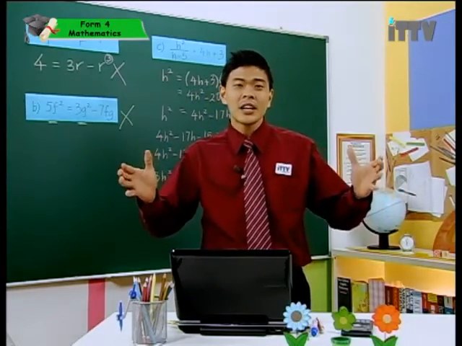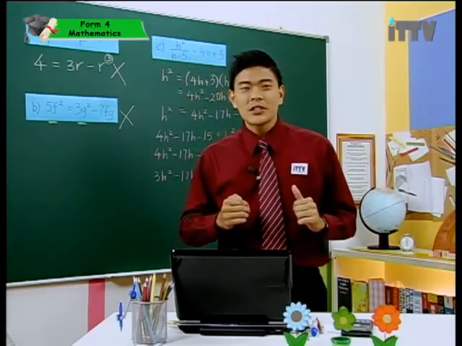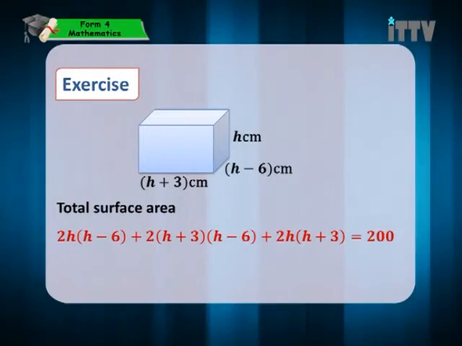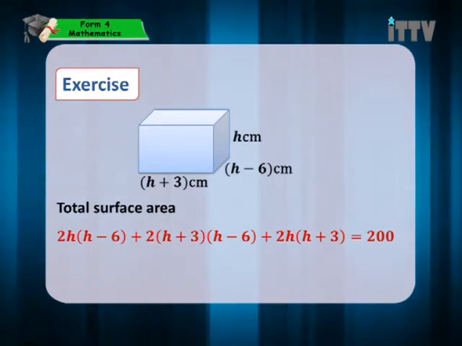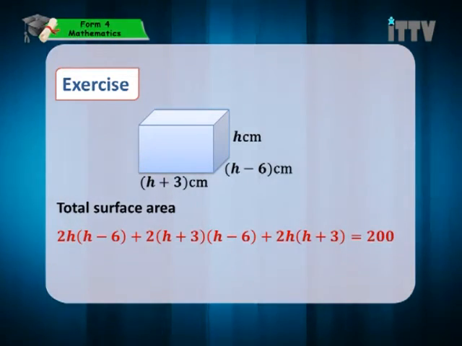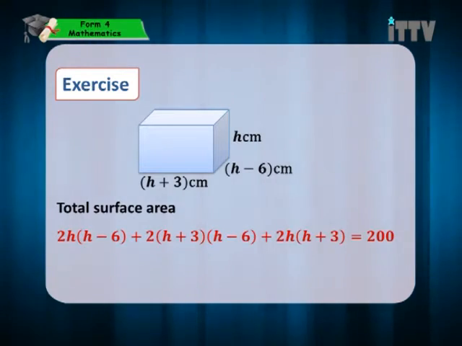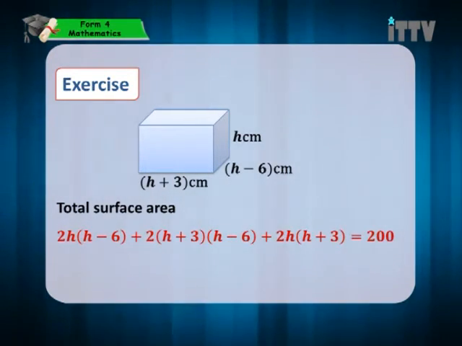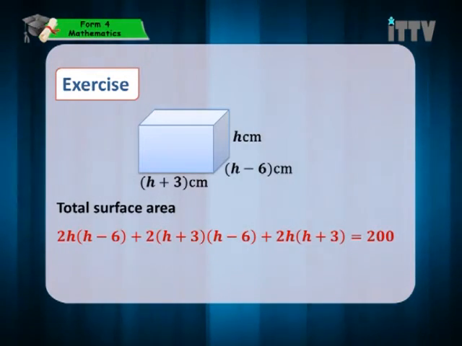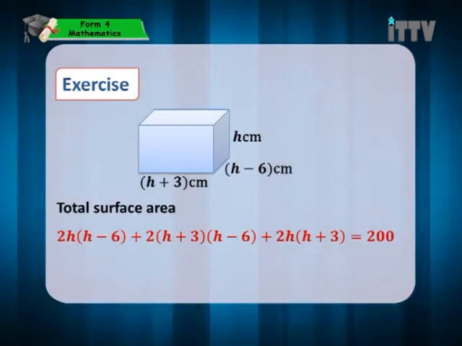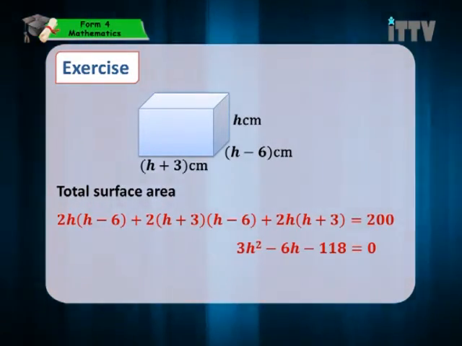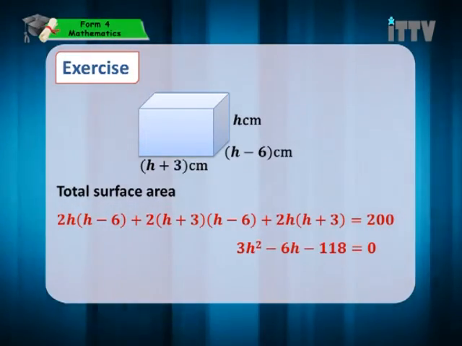Since a cuboid has 6 surfaces, you must actually add the separate surfaces and equate it to 200. So once we do that, the total surface area is 2h(h - 6) + 2(h + 3)(h - 6) + 2h(h + 3) = 200. Expand the expression on the left carefully, equate it to 200 and bring it over to a general form. So the answer is 3h² - 6h - 118 = 0.